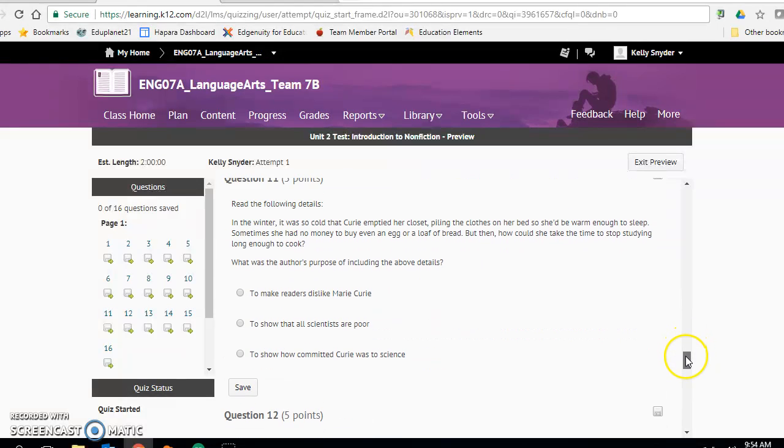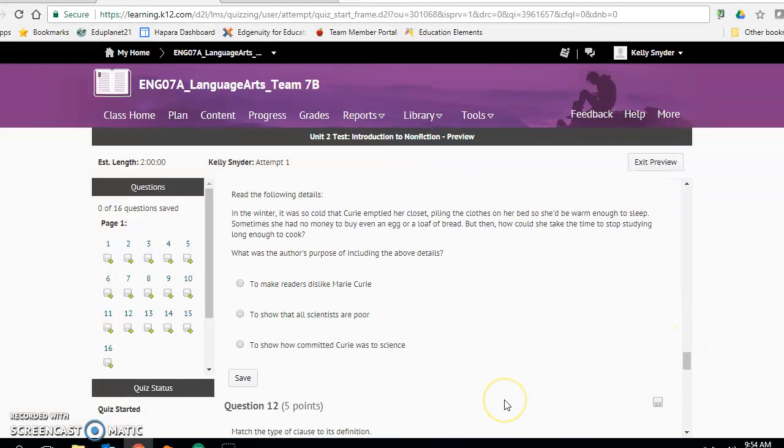Question 11. Read the following details. In the winter, it was so cold that Curie emptied her closet, piling the clothes on her bed so she'd be warm enough to sleep. Sometimes she had no money to buy even an egg or a loaf of bread. But then, how could she take the time to stop studying long enough to cook?